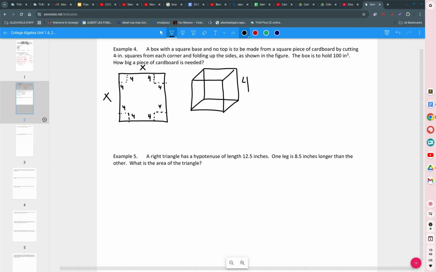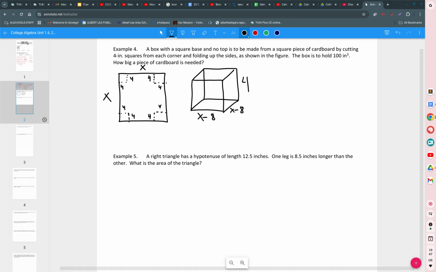And then its width and its length are going to be the same, but are they X? Are they bigger than X? Or are they smaller than X? How much smaller than X are they? By 8 inches. So this dimension will be X minus 8 by X minus 8.